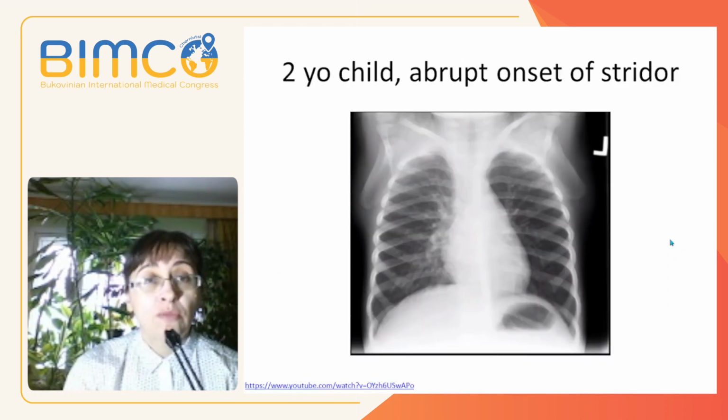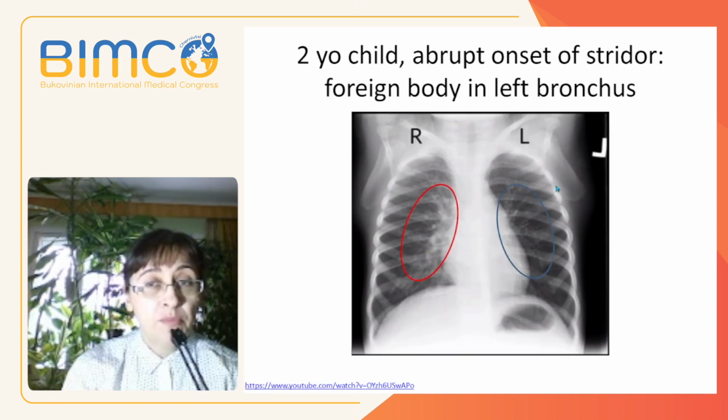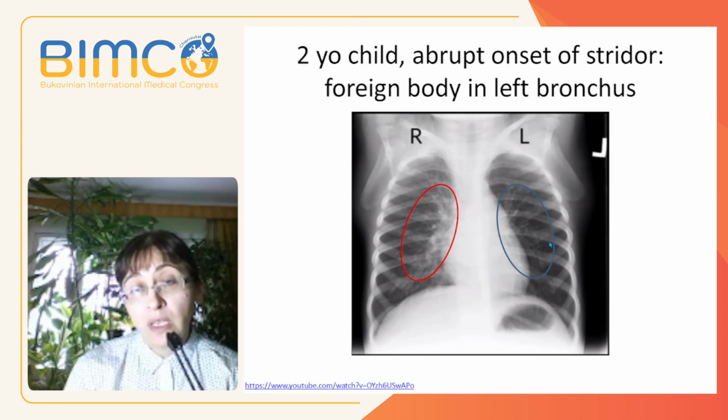Here is another chest X-ray of a 2-year-old child with abrupt onset of stridor, noisy breathing. What you may see here: if you compare the right and left lung fields, you will see that they are not the same. We do see asymmetry. And later on, the foreign body was taken out from the left bronchus by bronchoscopy.